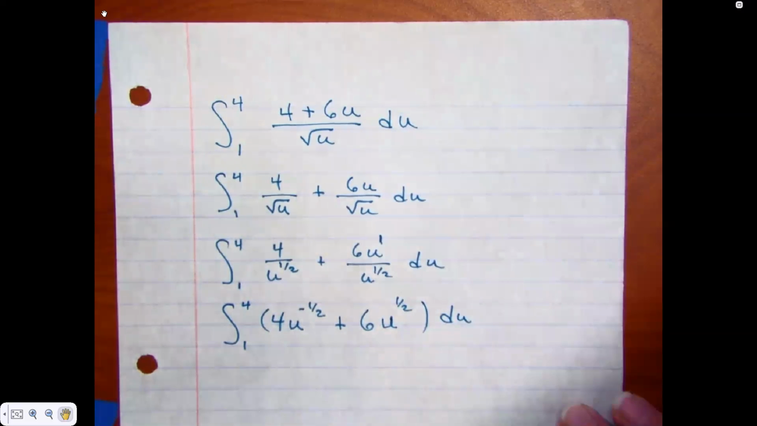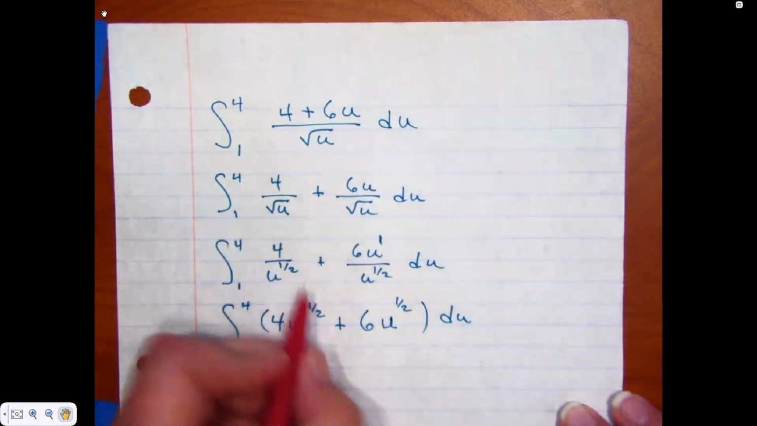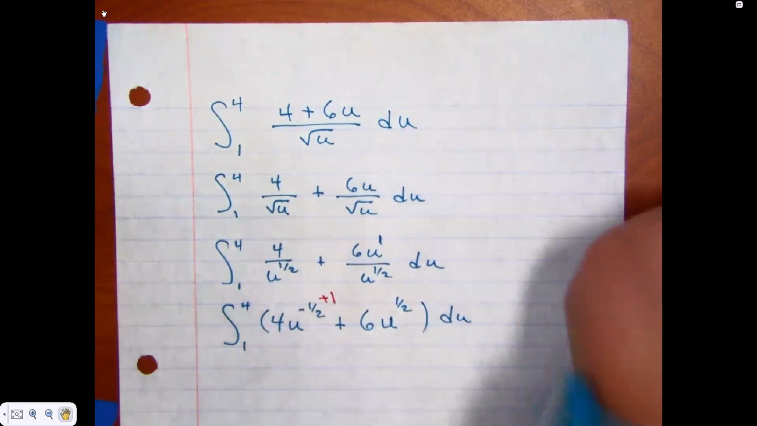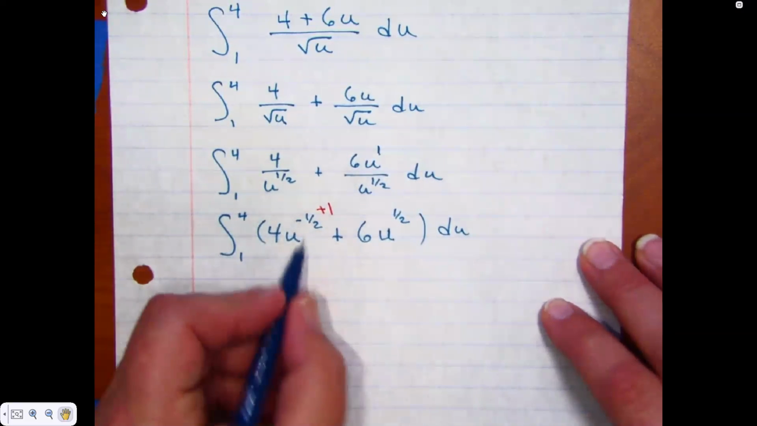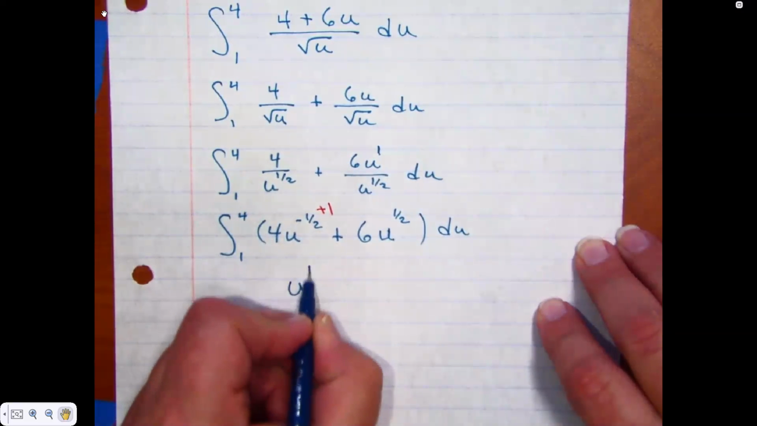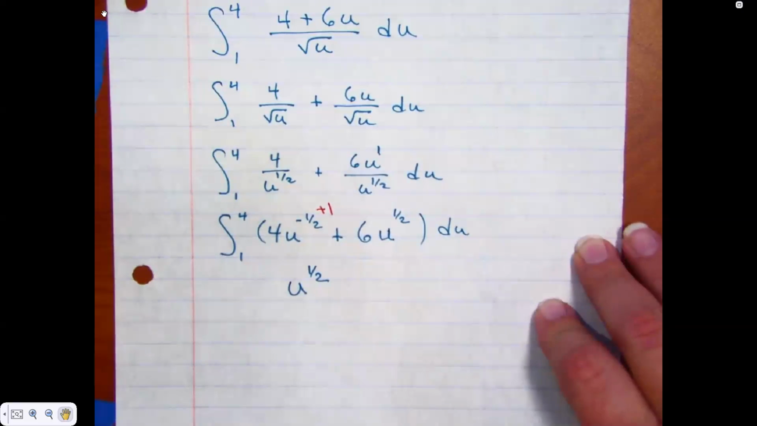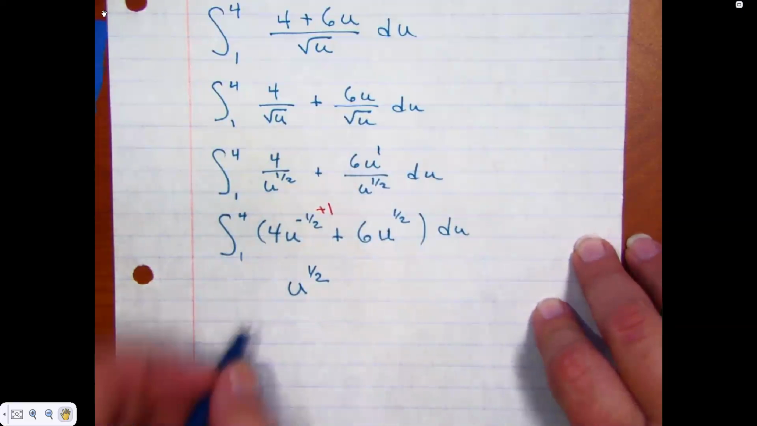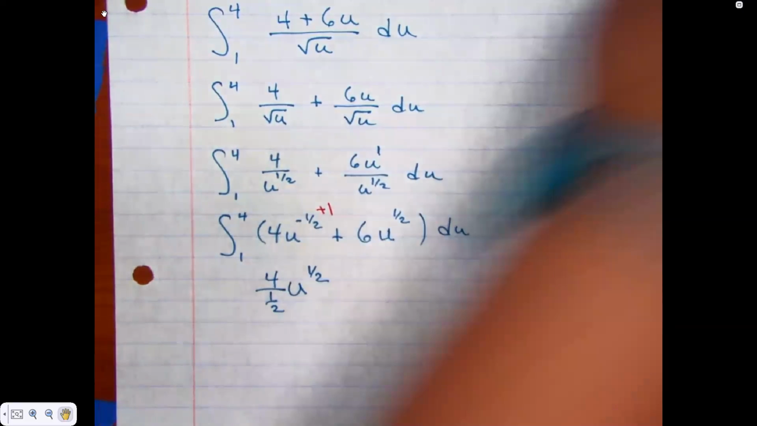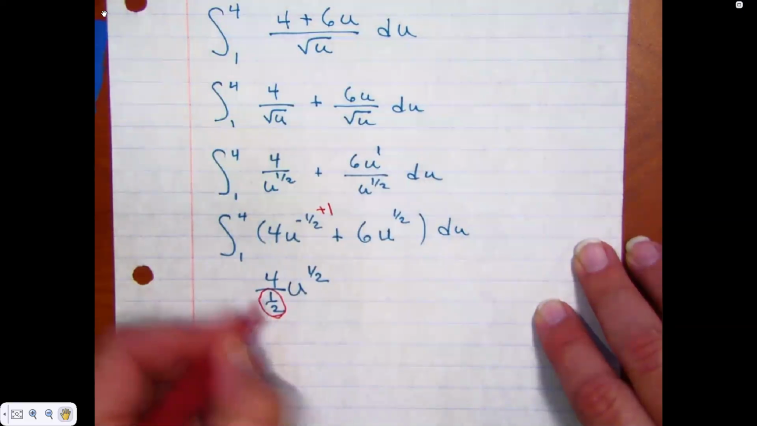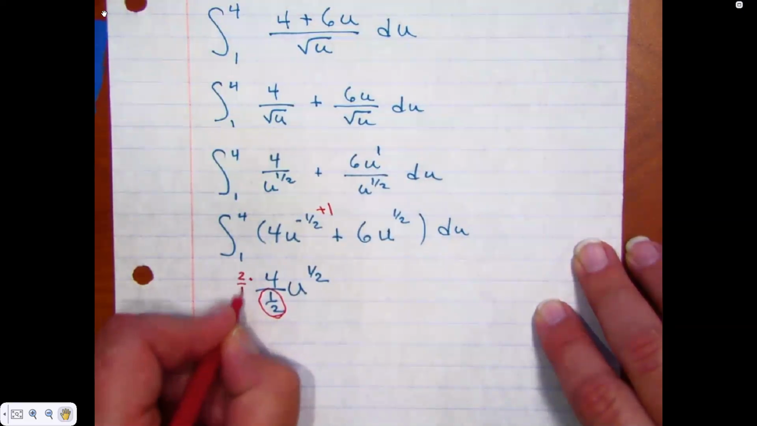Now we actually want to do the antiderivative. Add 1, divide by the new. Now just take your time with these fractions. Add 1 takes us to positive 1/2. Now I can either divide by a fraction or multiply by the reciprocal. So 4 divided by 1/2 is the same thing as 4 times the reciprocal, which is really just 2.